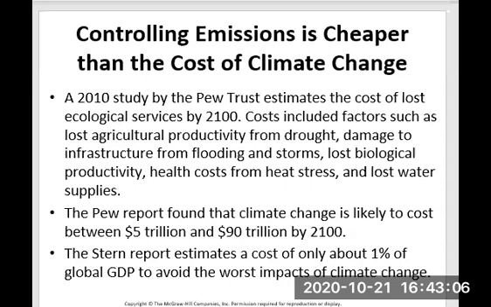$90 trillion by 2100. In a study that was issued on behalf of the British government, Sir Nicholas Stern, the former chief economist of the World Bank, estimated that the cumulative cost of climate change equals between 5 and 20% of annual global gross domestic product.